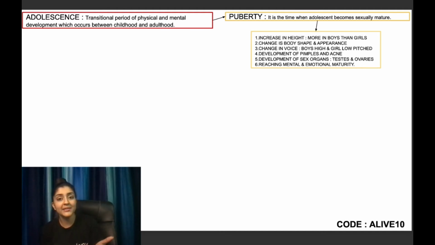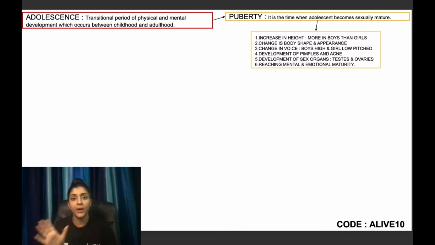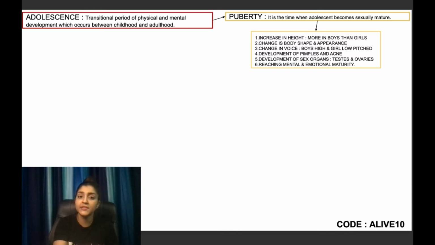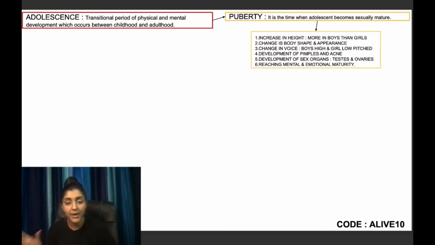So you can see as the first point, increase in height, more in boys than in girls. So I should know that it increases more in boys and girls में थोड़ी सी कम रहती है. This is the idea behind this particular concept. So actually I have written 6 pointers over here and I can remember them accordingly. Same with the development of sex organs. So you know that testes must be in male and ovaries must be in female. So I have made it as short as possible.